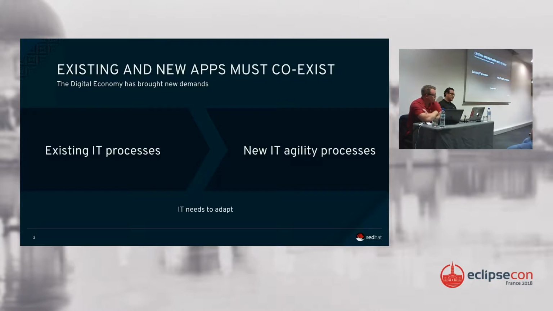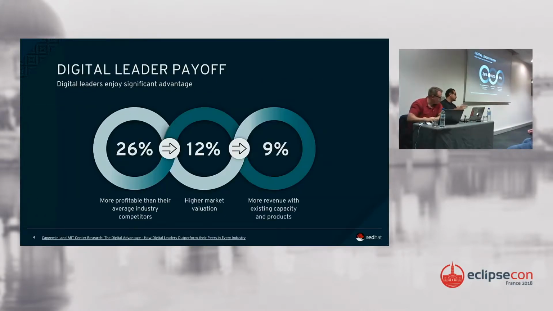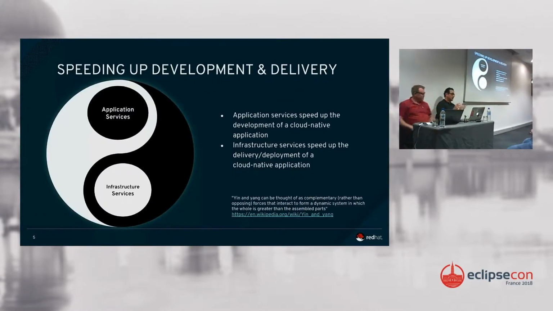Now, to speed up the development and delivery of applications, we think of this yin and yang relationship between what we call application services, which speed up the actual development of your business application, and the infrastructure services, which speed up the delivery or deployment of your application. And they both go hand in hand.